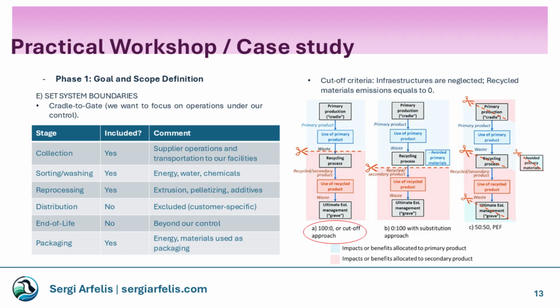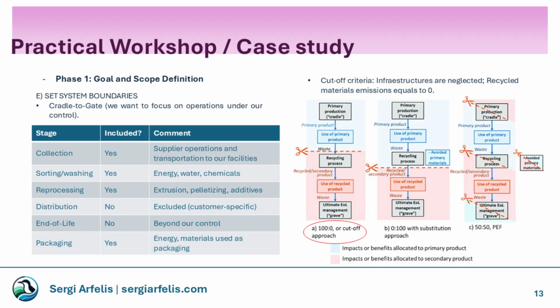The substitution approach, also known as the 0:100 or avoided burden method, works differently. Here, the first product is credited, or given a benefit, for the potential recycling at the end of its life. This credit corresponds to the potential avoided primary materials of recycling. The next product made from the recycled material takes on all the environmental impacts as if it were made from new material. This approach is useful for highlighting the environmental benefits of recycling, but it can be complex to apply because it requires assumptions about what the recycled material is replacing in the market.